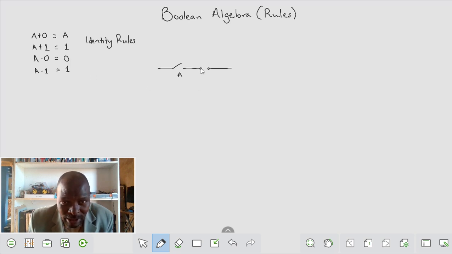Now, if however we said that was closed, for this second case, A and 1, just like A times 1 is A, you can see that this is just A. I said A times 1, I've been saying A times 1 the whole time.